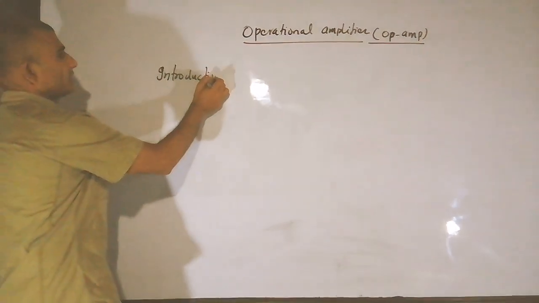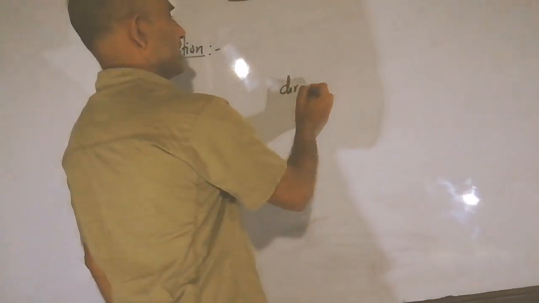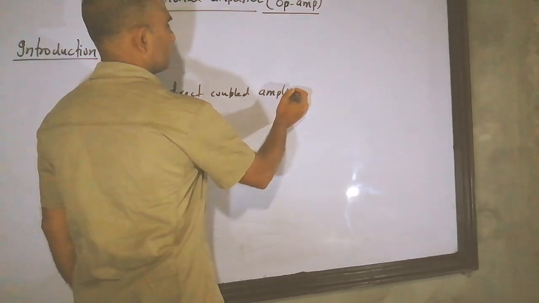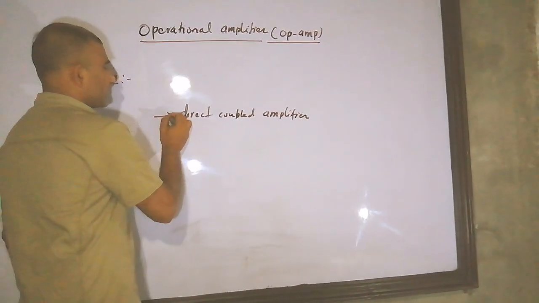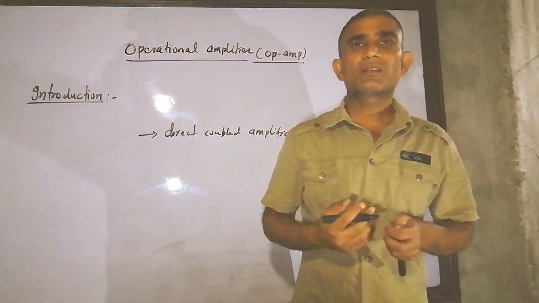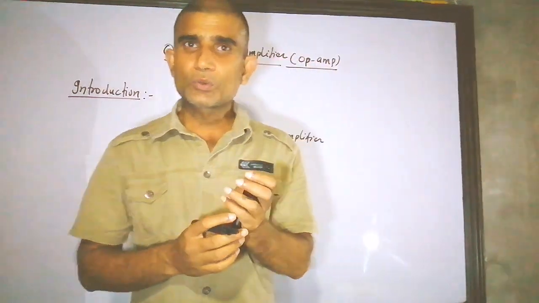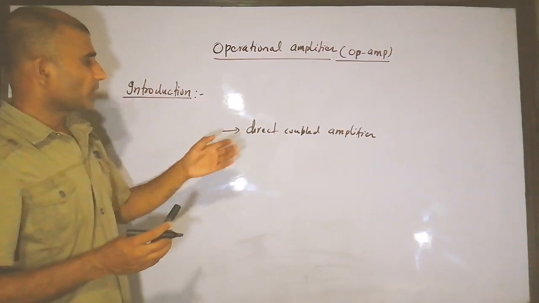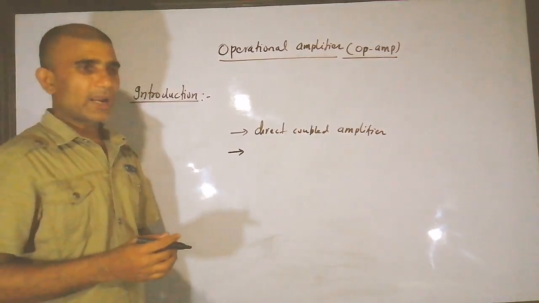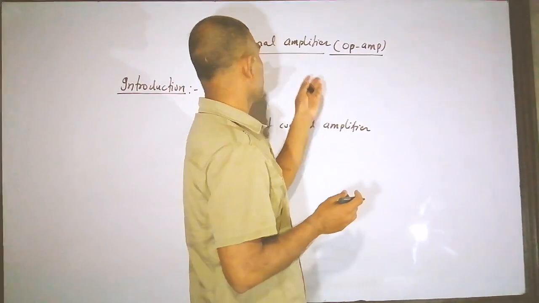Introduction. This is a direct coupled amplifier. What does direct coupled mean? There are different methods of coupling, but in this operational amplifier we directly couple the two stages through a resistor. So it is called a direct coupled amplifier, and it is widely used in a variety of applications in electronic devices. And its name is operational amplifier.